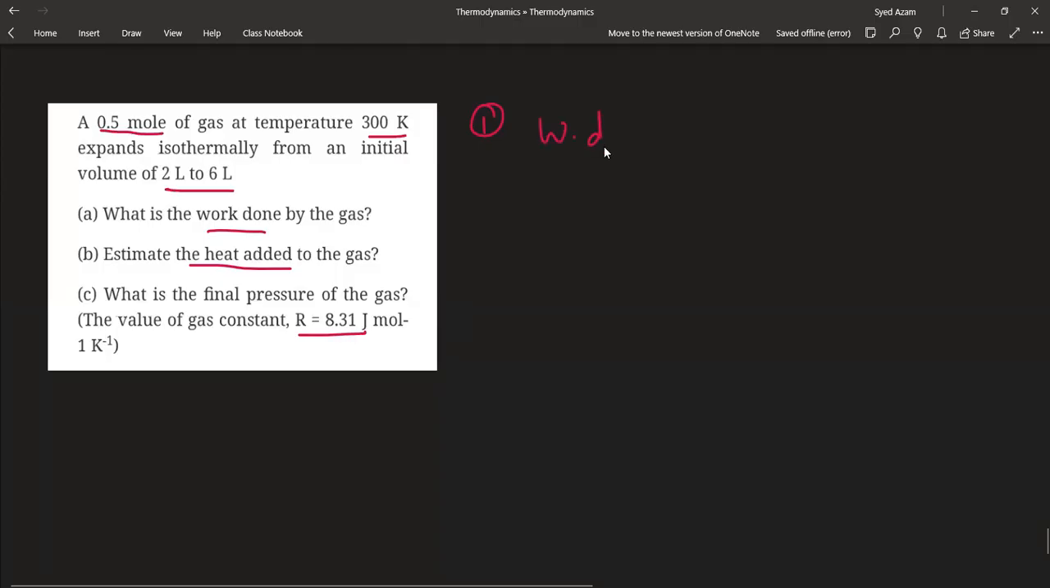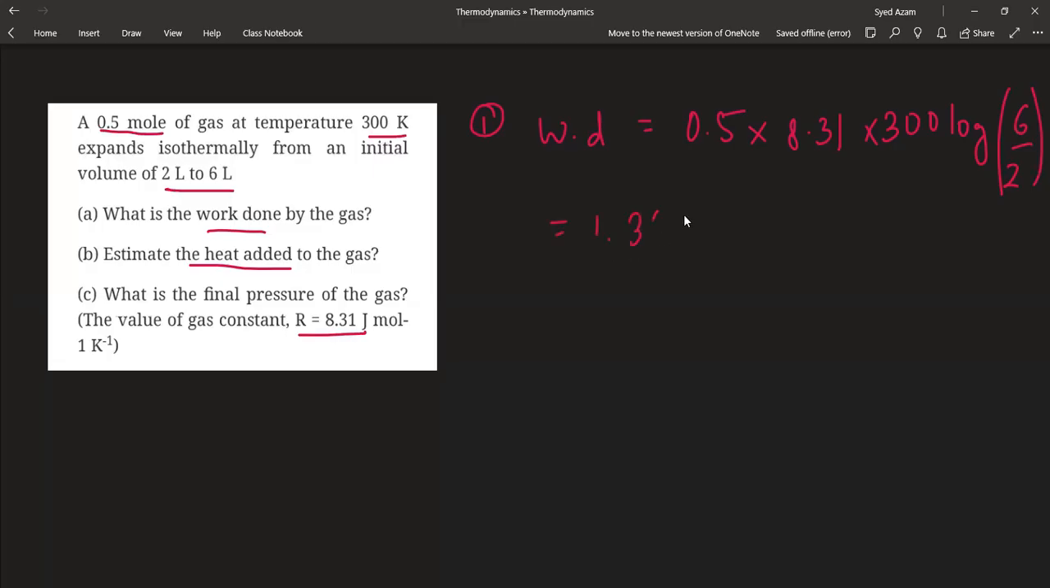See, first part, what is the work done? So work done will be nRT log V2 by V1. That's what we do because here the volume is given. So number of moles 0.5, R is 8.31. 4 also we will not put, it is given as 8.31. Temperature is given as 300, log V2 by V1, 6 by 2. Okay. So this is equal to 1.369 kilojoules. This you can solve and check. Even I have not solved it right now. The answer I just remembered. So please cross check when you are writing.